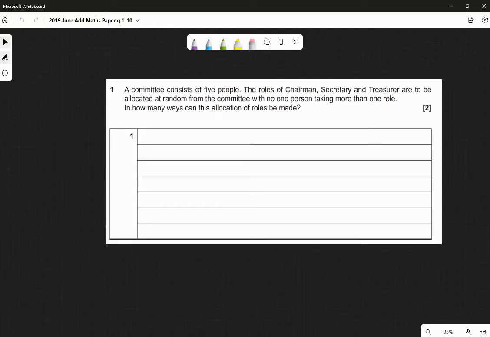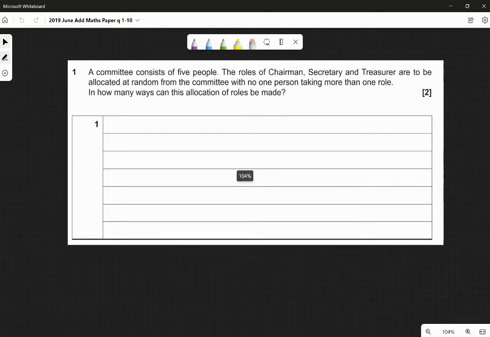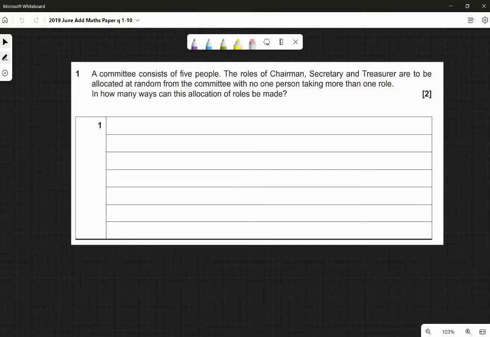So in this question, it says a committee consists of 5 people. The roles of chairman, secretary and treasurer are to be allocated at random from the committee, with no one person taking more than one role. In how many ways can this allocation of roles be made? As soon as it's talking about the number of ways in which we can make a sort of committee, I'm thinking, is this combinations or is this permutations? Now this committee, we're trying to choose 3 types of people: chairman, secretary and treasurer.